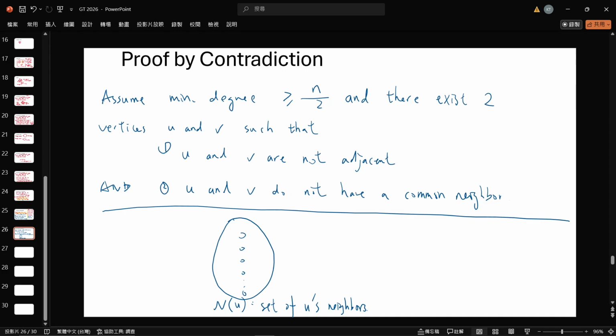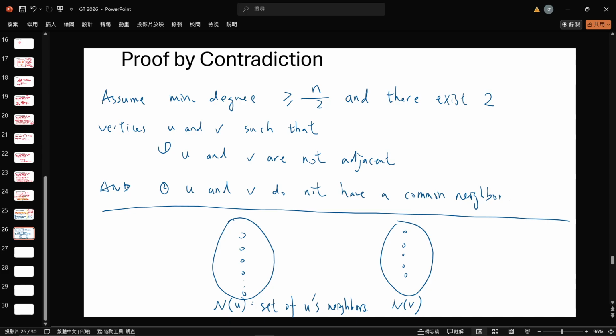Okay. So now I have a question for you. So suppose I want to draw the set of V's neighbors. Can I draw it like this? So why not? Exactly. Because we know that U and V do not have a common neighbor, so there's no intersection or common elements between these two sets. Okay, so these two sets are disjoint.